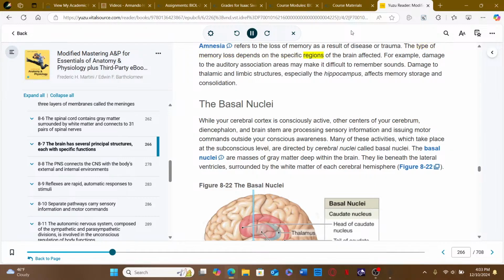The type of memory loss depends on the specific regions of the brain affected. For example, damage to the auditory association areas may make it difficult to remember sounds. Damage to thalamic and limbic structures, especially the hippocampus, affects memory storage and consolidation.